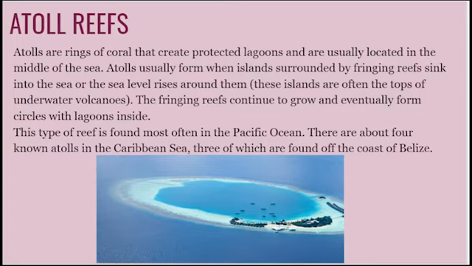Or you could just say atoll reefs are rings of coral that create a protected lagoon, usually found in the middle of the sea. Now, this type of reef is found mostly in the Pacific Ocean, and there are 4 known atolls in the Caribbean Sea, and 3 of them are found off the coast of Belize. So Belize is a bit popular where reefs are concerned. All right. Now, what is the significance of corals?